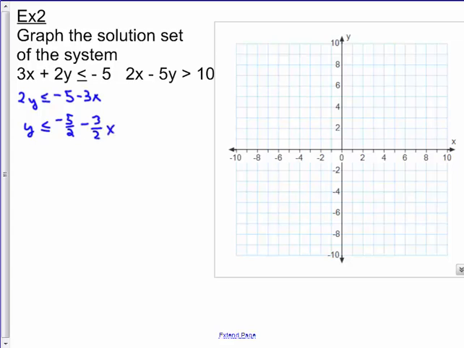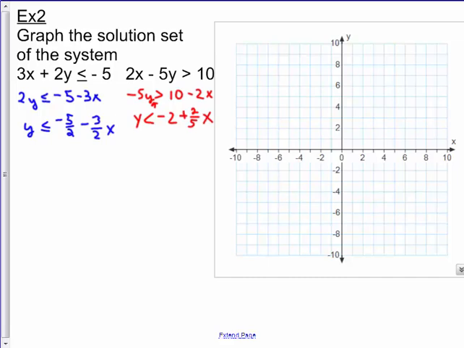I'm going to do the same thing for the other one. I'm going to move the 2x over, so I have -5y greater than 10 minus 2x. In this case, I'm going to divide by a -5, and remember, when I divide by a negative, I do have to flip the inequality. So I get y is less than -2 plus 2/5 x.